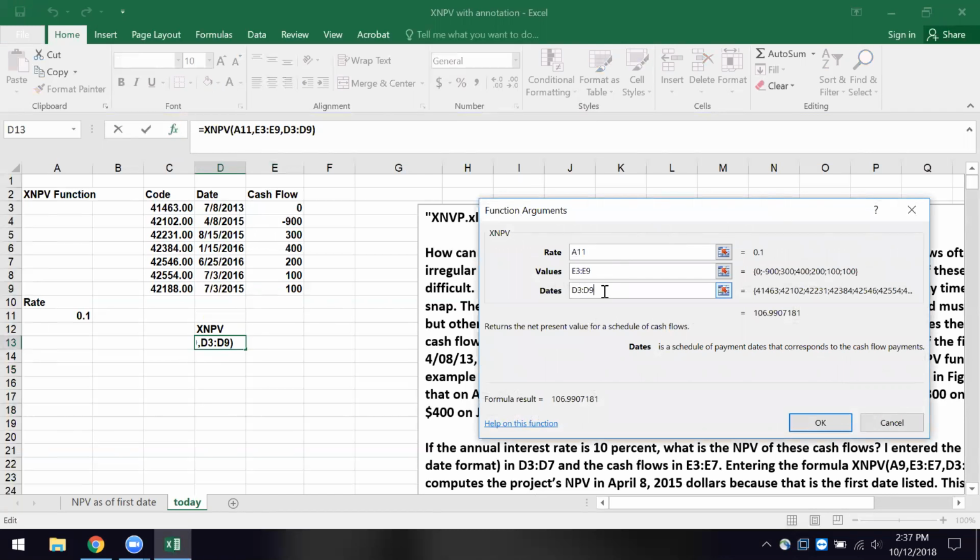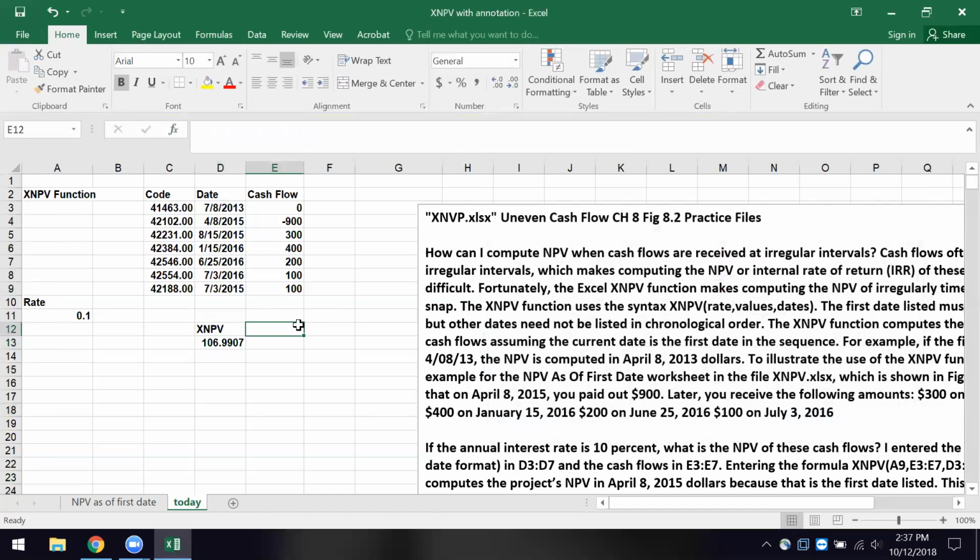So what XNPV does, notice it says, okay, what's the interest rate? What are the values? What are the cash flows? And then the dates for those cash flows. And there it is.